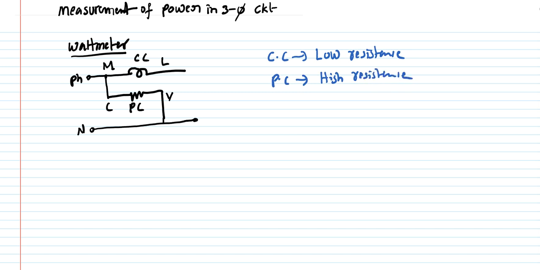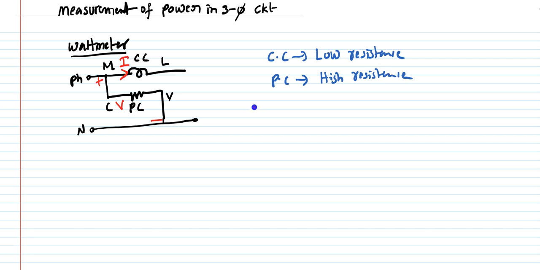Because the current coil has low resistance, the maximum current can flow through this current coil, so that the current can be measured. Similarly, for the pressure coil, a high resistance value is employed so that the maximum voltage can be developed across this pressure coil and measured. That is the reason why the two coils have been given different resistance values.